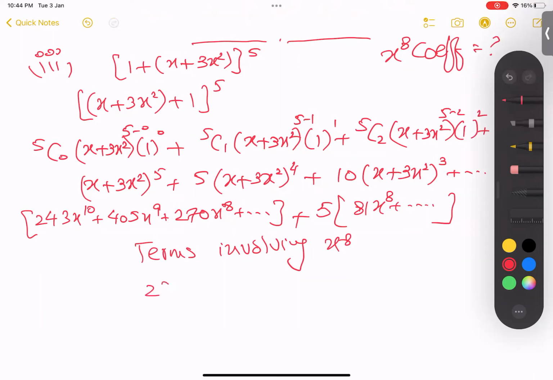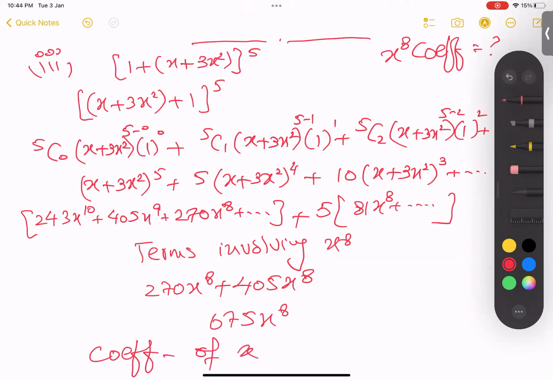And I can say that 270 x to power 8, and this 5 multiplies inside with every term, 405 x to power 8. And if I check it, 270 plus 405, it becomes 675 x to the power 8. And I was looking for the coefficient of x to the power 8, which becomes 675. So I believe the concept is totally clear.